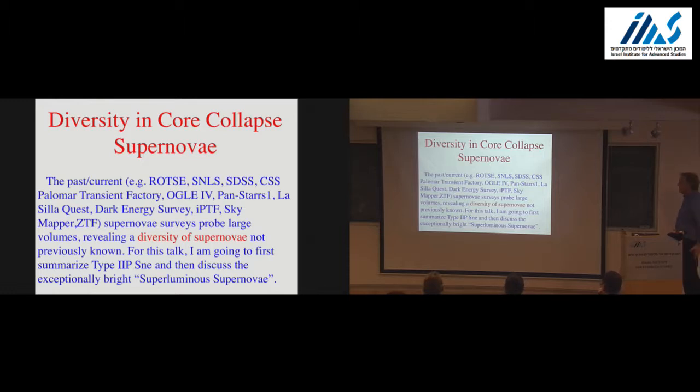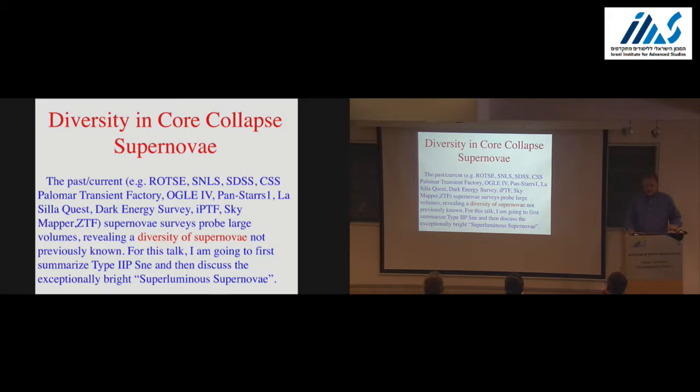So I'm going to first summarize that. And then I'm going to talk pretty much solely on one class of the superluminous supernovae, those that are typically 100 times brighter than the type 2Ps, and for which Dan and I and Stan Woosley independently have been working on the notion that these are caused by the birth of a rapidly rotating, highly magnetic neutron star that we often refer to as a magnetar.